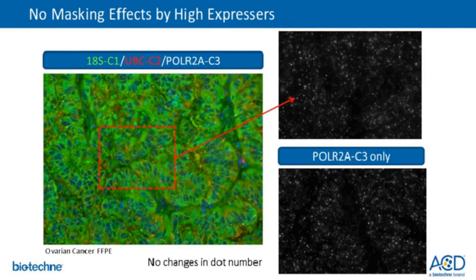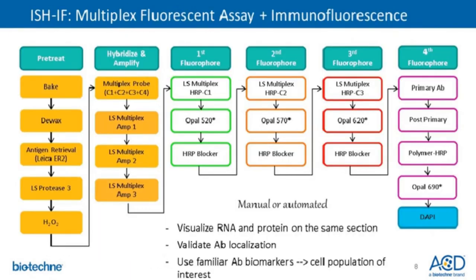As you can see here, the POLR2A signal from this three-plex assay was comparable to that from a single-plex assay, confirming that there's no masking of low expressor signals by the high expressors. The sequential target detection protocol makes it possible to combine RNAscope with protein detection by immunofluorescence.